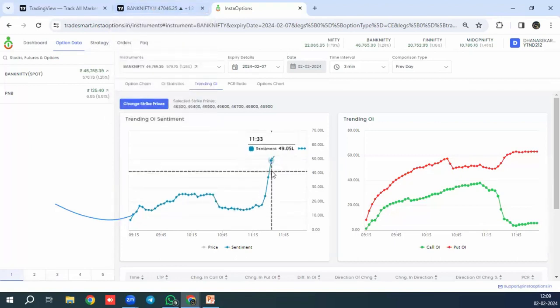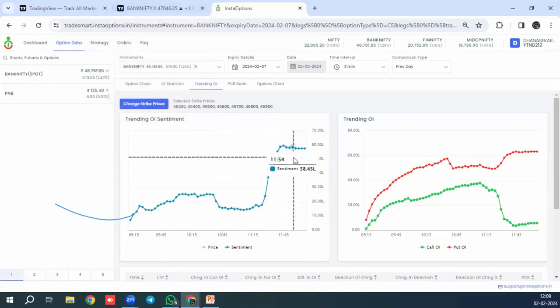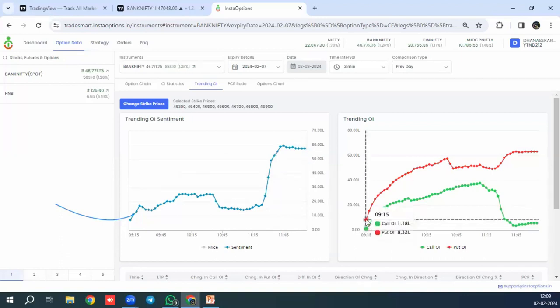Before that, let me tell you how this sentiment is derived. Here you can see call OI and put OI buildup. For the intraday, call OI and put OI, this is the difference between the call and put OI. At 9:15, we can see call OI buildup is only 1.18 lakhs and put OI buildup is 8.32 lakhs. So the difference between these will be around 7 lakhs, right?